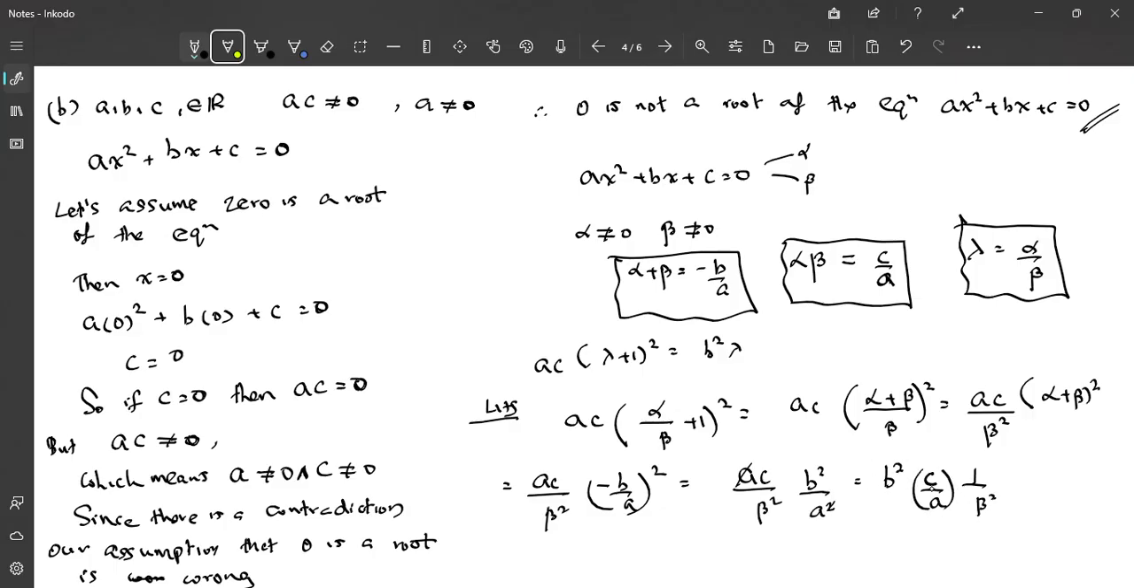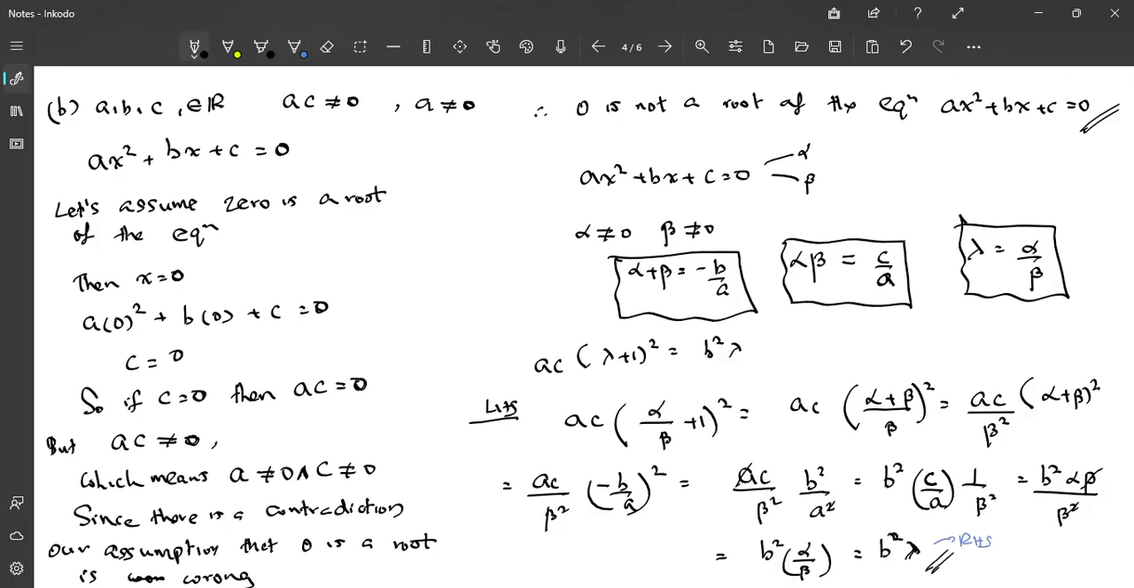Now b squared won't be changing, but we know c over a is alpha over beta, so I can say b squared here, this is alpha over beta divided by beta squared. Then beta one here and beta one here cancel off. Here you have b squared alpha over beta, and alpha over beta is lambda, so you have lambda. We got the right hand side. We started from the left hand side and got the right hand side, which means this part is proved.